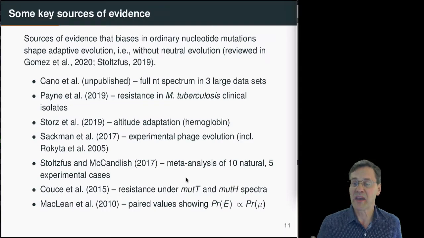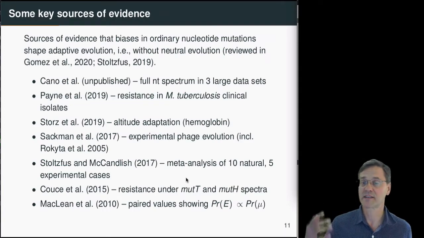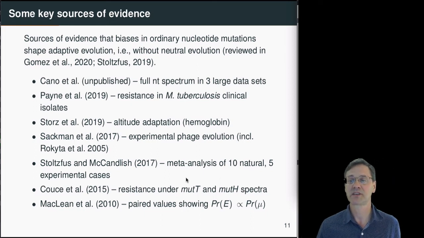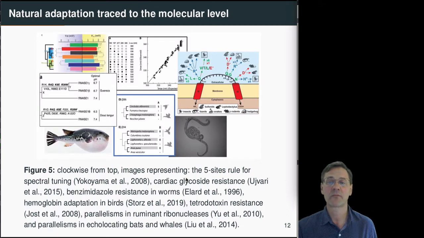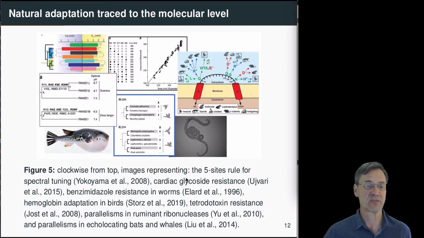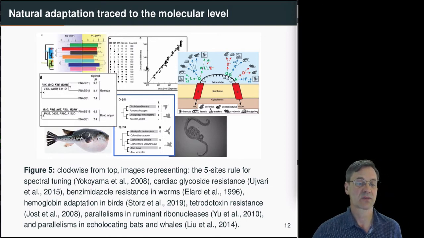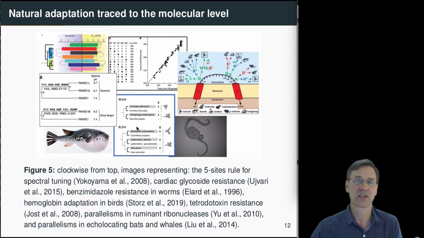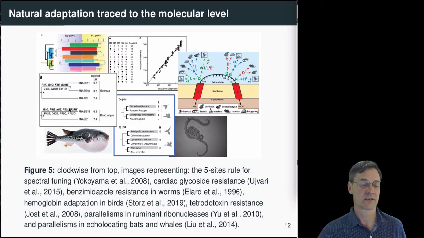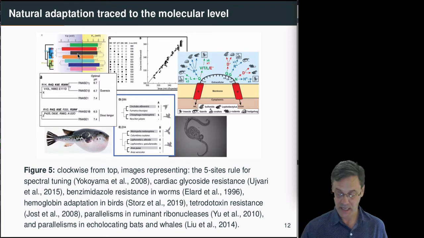So the empirical case is based on results of laboratory adaptation or cases of natural adaptation in which an adaptive phenotype or behavior has been traced to molecular changes with verified functional effects. And some of the papers are listed here. Some of the data come from famous cases of adaptation traced to the molecular level. So for instance, spectral tuning, cardiac glycoside resistance, hemoglobin adaptation in high-altitude birds, tetrodotoxin resistance. This is about parallelisms in ruminant ribonucleases, and this one is about parallelisms in echolocating bats and whales.